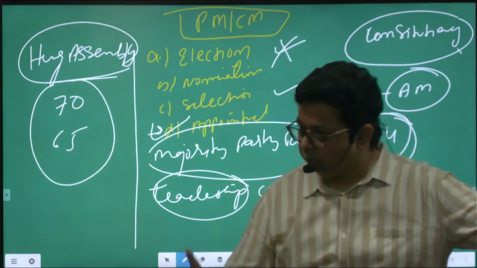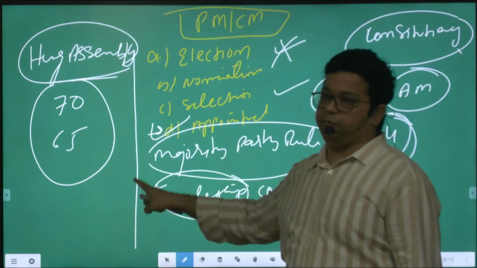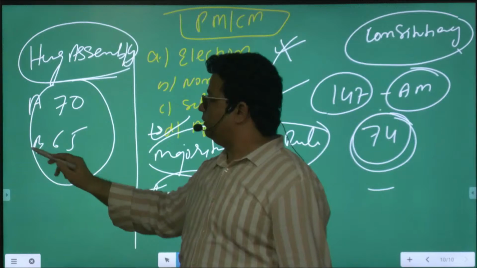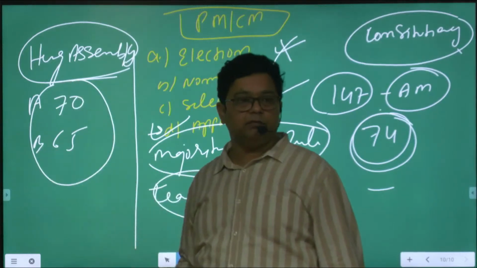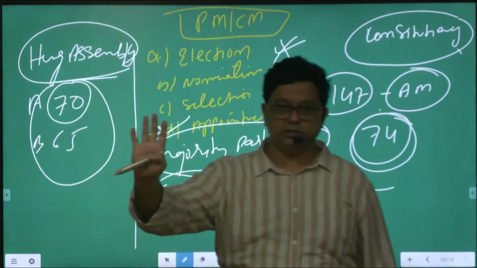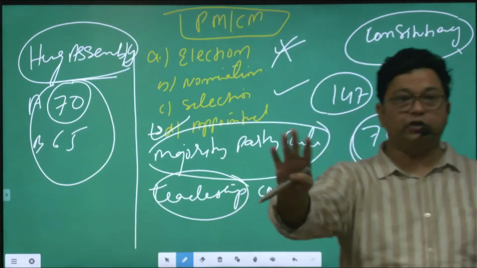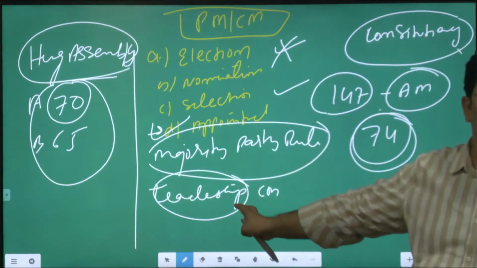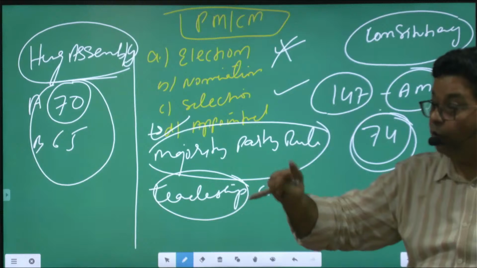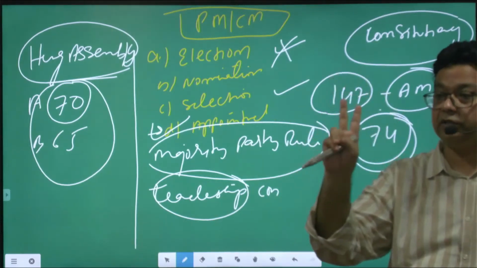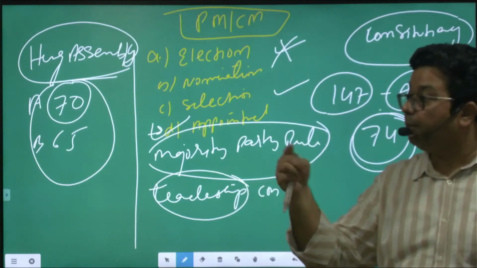Yes or no? Whatever the case may be, suppose in this case, this A and this B, he can call anyone to form a government. He will ask A, acha theek hai, you have 70 seats, you are lacking in the majority, still I give you a chance to prove your majority in the house. That is known as a post poll alliance. There are two types of alliance, post poll alliance and pre poll alliance.